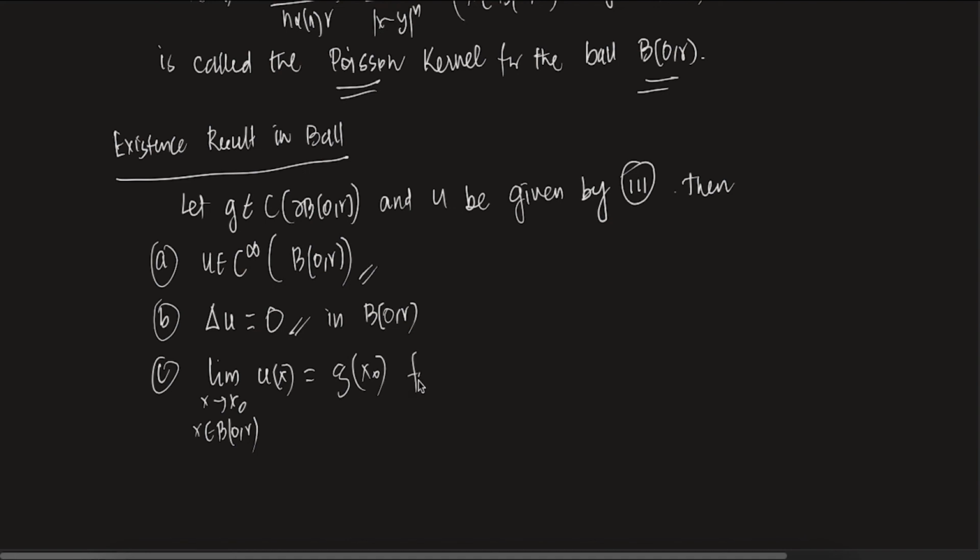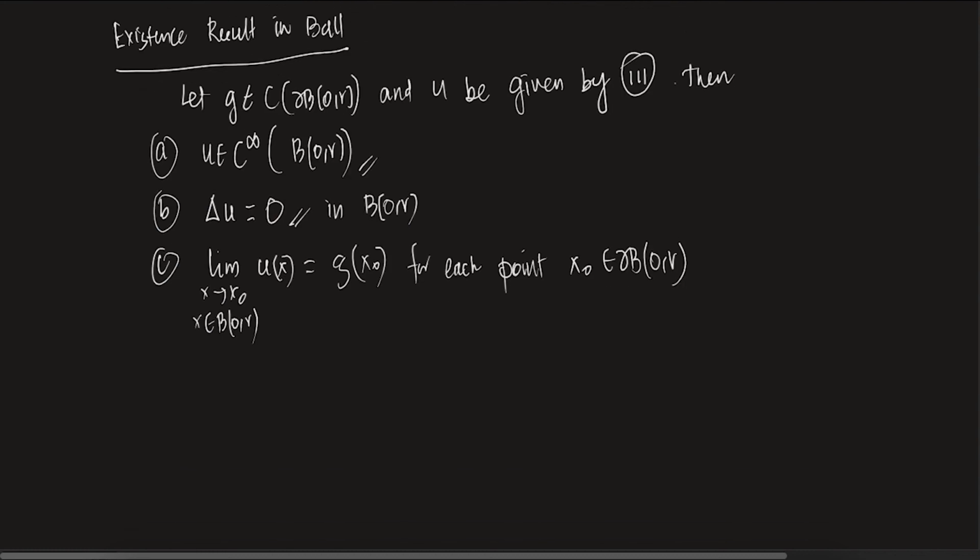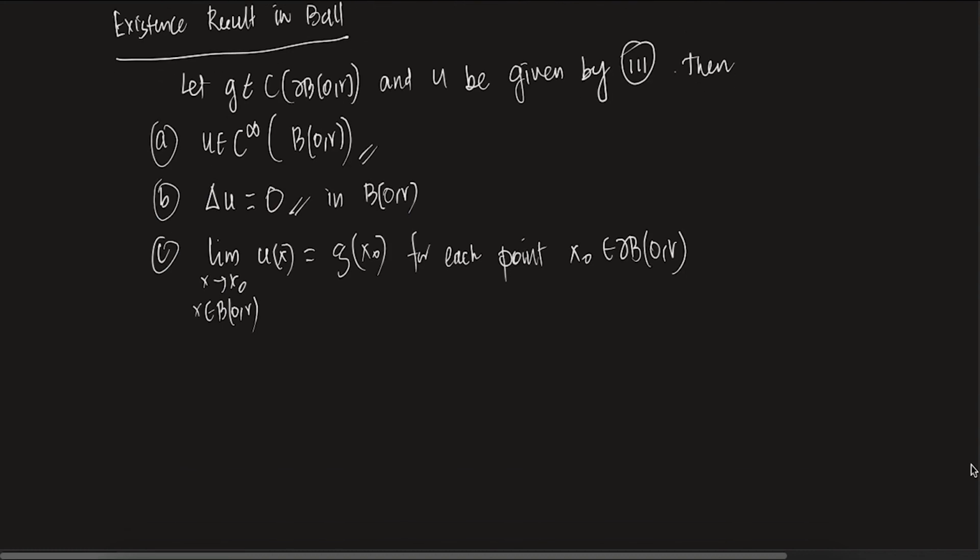This holds for each point x naught on the boundary of the ball with radius R. So the proof is exactly the same as what we did, so we are not going to do that, but I think it is more or less clear.